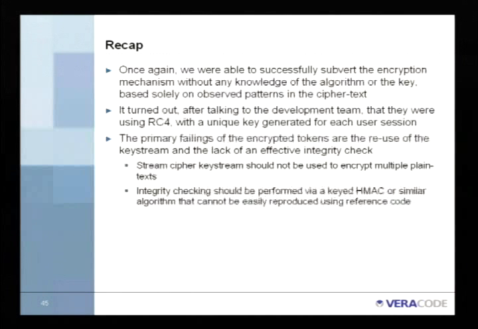So the failings here are the reuse of the key stream across many different tokens that are used for completely different purposes, and the lack of any sort of integrity check. The CRC24 is not going to do it because there's no secret involved there. So that was breaking stream cipher.